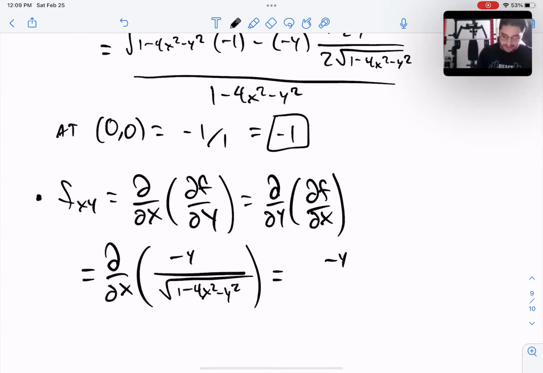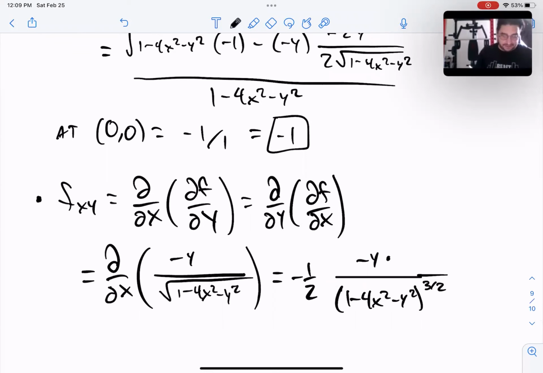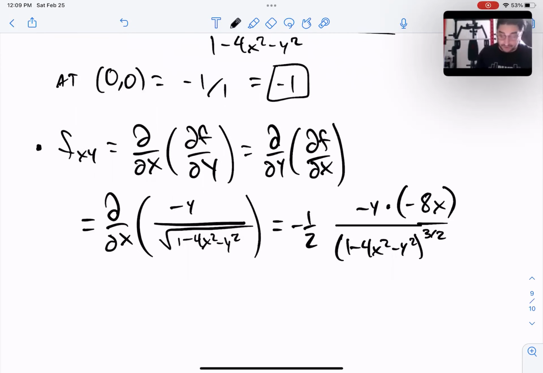So it's negative y, my constant here. It's going to kick out for my power rule, -1/2 as a constant. The exponent goes down by 1, so it's going to go down to -3/2. And then I'm going to multiply by the derivative of the inner, which is going to be -8x. Okay, so then once again, plug in 0, 0. At 0, 0 it's just 0, because the numerator is 0 and the denominator is not 0.